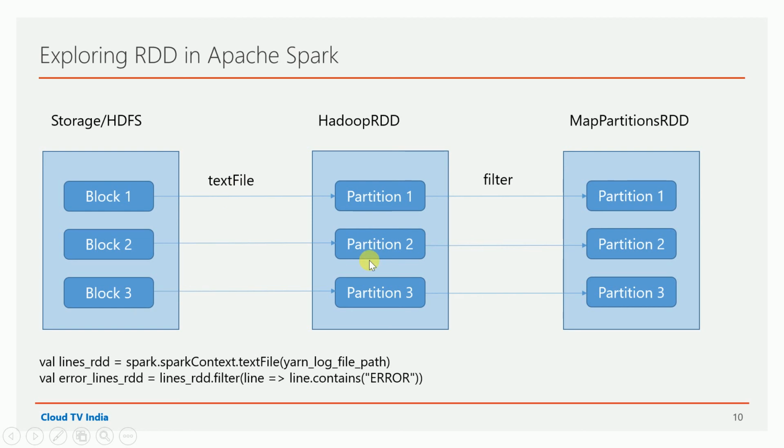We saw the definition of RDD: it's a distributed collection of partitions. That's what you see here. Three blocks become three partitions, and each partition can run on different machines to do some computation. When you do this textFile, you get a Hadoop RDD, an RDD of type HadoopRDD, and we created a variable called linesRDD. This has three partitions.